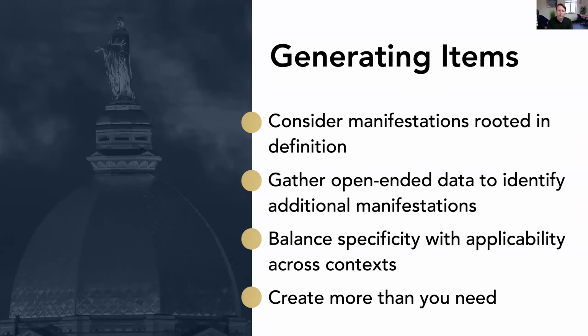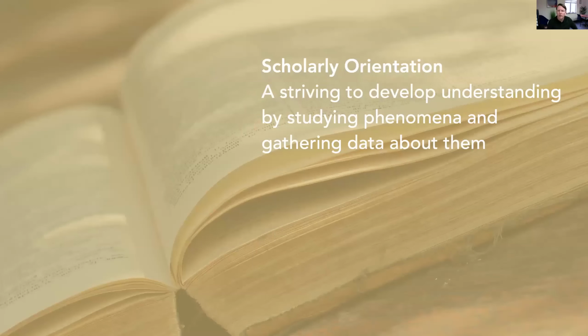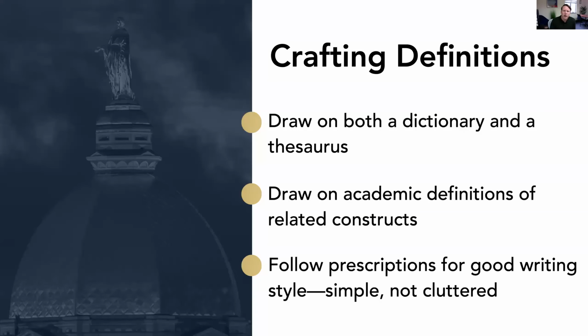How then are we going to create items? There's a lot of discussion of item generation. We don't go into a lot of detail about it in this paper. I'm not going to spend a lot of time on it today because you're going to read about it from other folks. But just briefly, consider manifestations rooted in the definition. How would this construct manifest on a Tuesday, on a Thursday afternoon, on a Saturday morning? Think about what those manifestations might be.